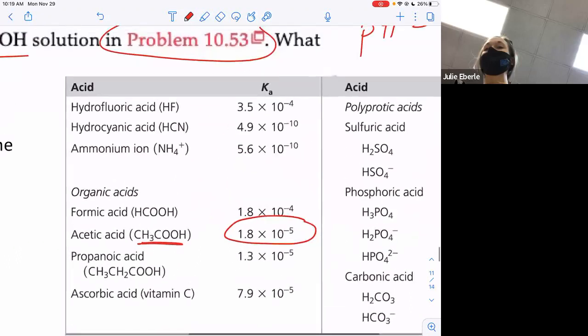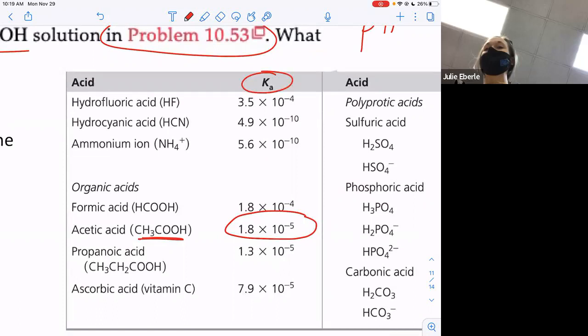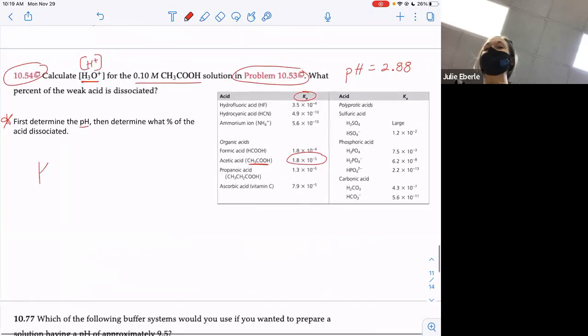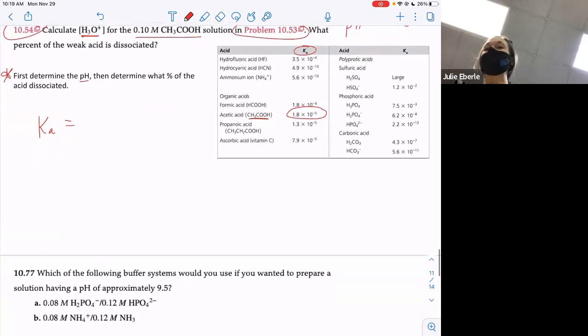That's the K value. And remember, what is Ka? You got to be able to write this out. Any equilibrium expression is what? Concentration of what goes on top, what goes on bottom? Products over reactants.